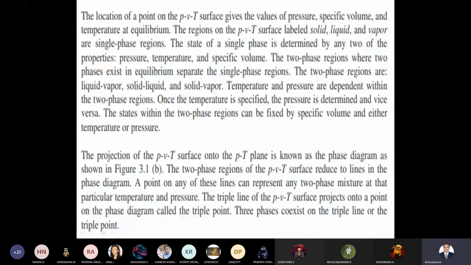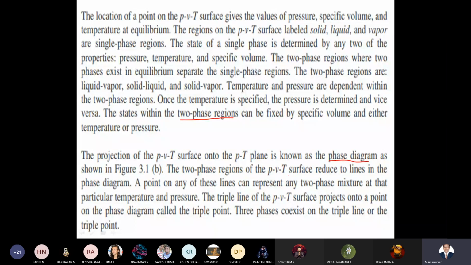So we can determine the two phase region with these three parameters. Then the projection of a PVT surface onto a PT plane is known as the phase diagram. Right, so the PT diagram is called a phase diagram. Then the two phase regions of a PVT surface reduce to lines in the phase diagram.